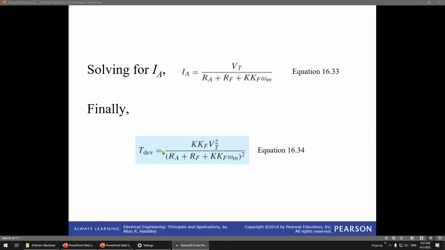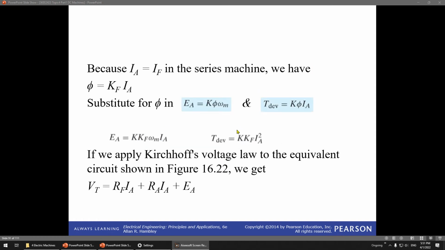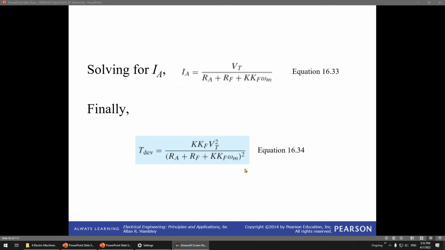So the final one is T is equal to KF V squared divided by this one. Make sure you know how to derive this. You just insert this relationship. So you already use Kirchhoff voltage law, you find the IA in there, insert IA to here, you get the answer. And for this one, you just insert EA. So this is the final equation.